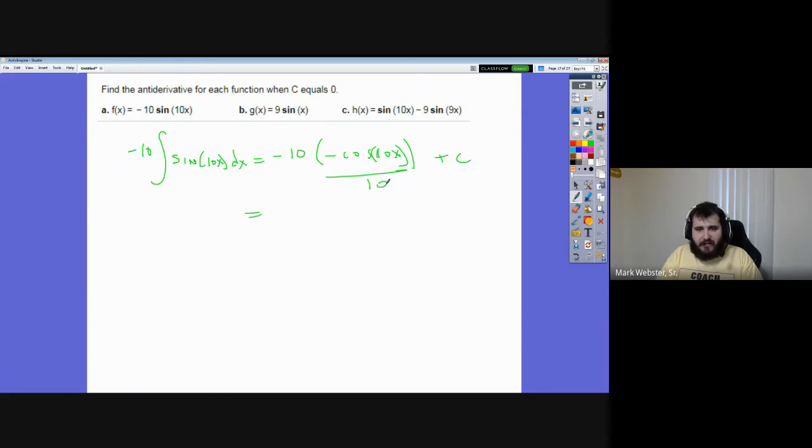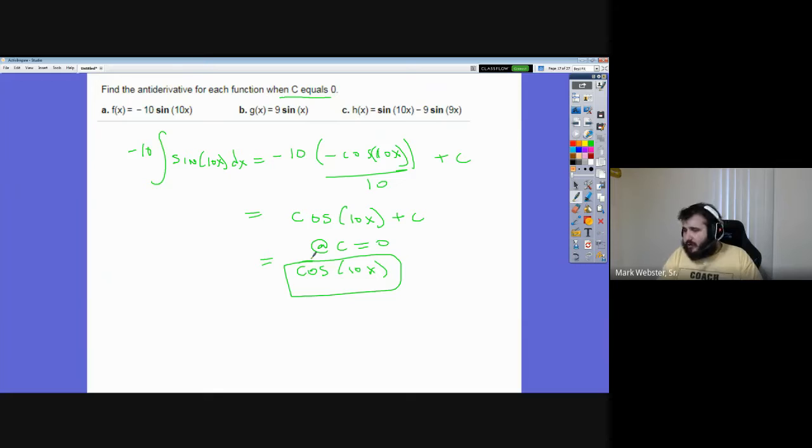The 10 and the 10 cancel out, the two negative signs cancel out, so we are just left with cosine of 10x plus c. And then we look, okay, they did say that c equals 0 for this one again, so we just end up with cosine of 10x as our final answer. Ta-da!